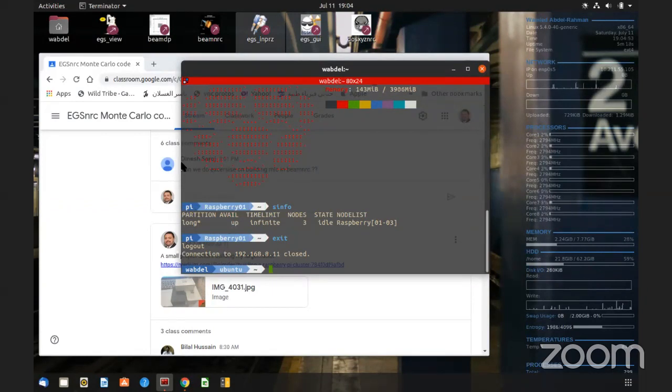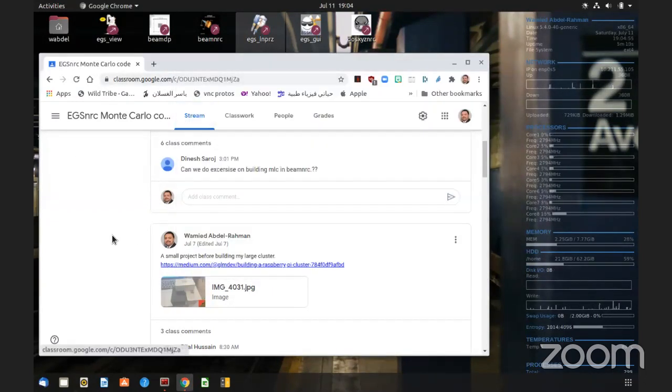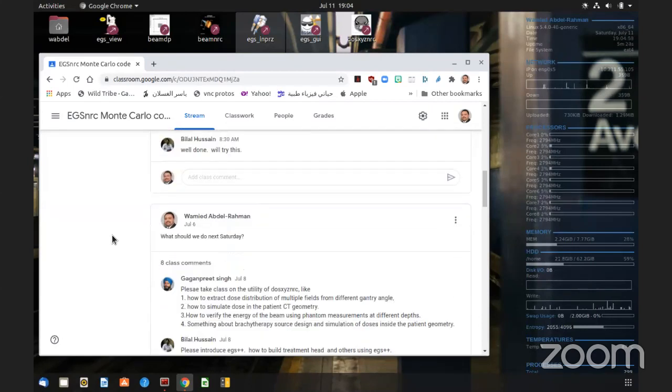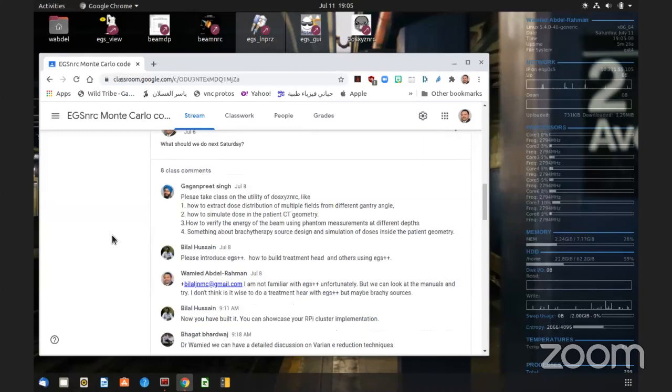Okay, so I'll start with some of the questions that were posted. Okay, so let's look at Saturday. Singh is asking how to extract the distribution of multiple fields from different gantry angles. Usually when we do treatment planning, we give different MUs from different fields. With the current installation of EGS, all you can do is get a dose distribution from a single field.